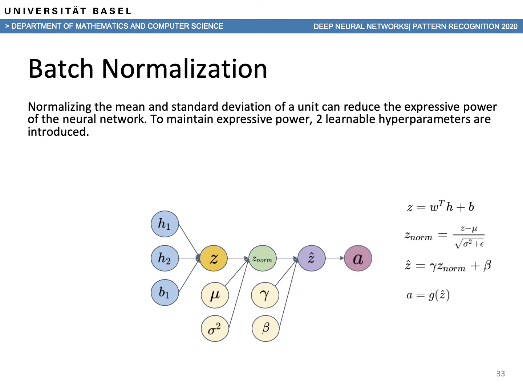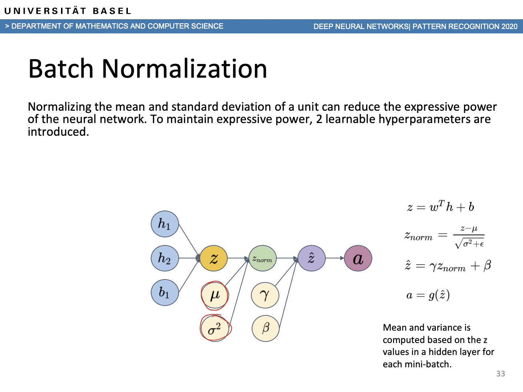And then finally, we can compute the output activation based on the normalized value: after the normalization, we multiply by gamma plus beta. And then we run this value through the activation function. The mean and the standard deviation or the variance here are computed based on the C values in a hidden layer for each mini batch.